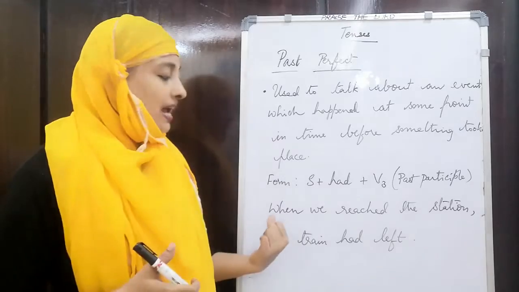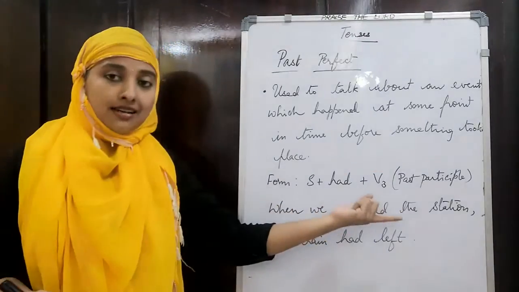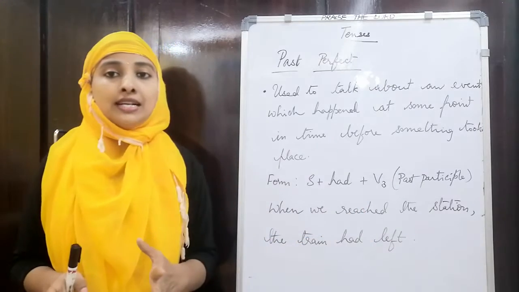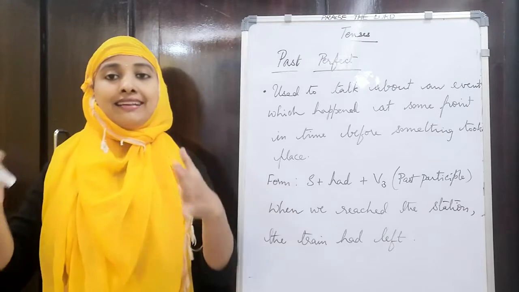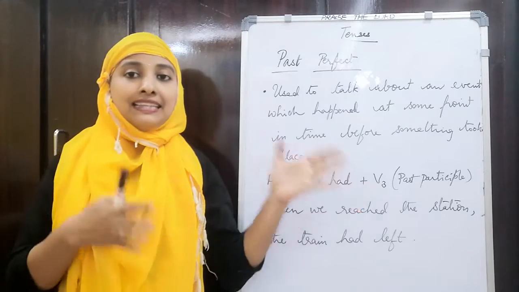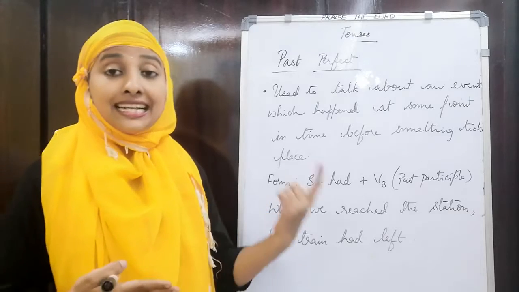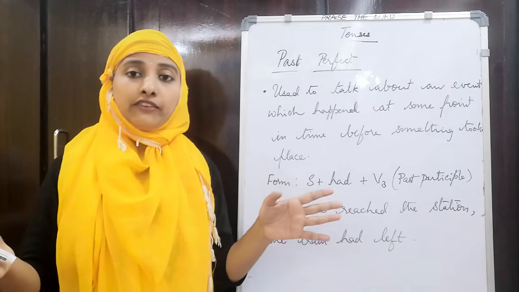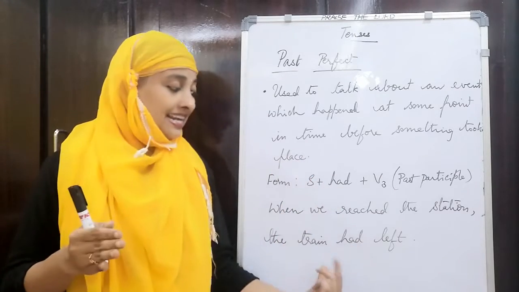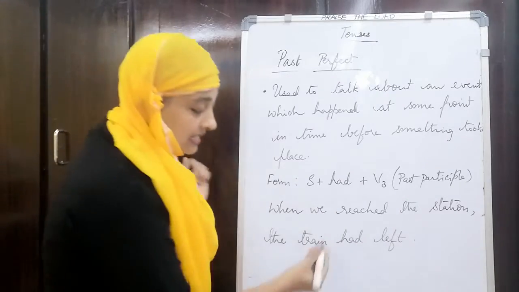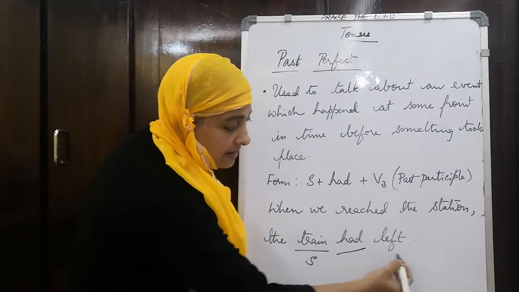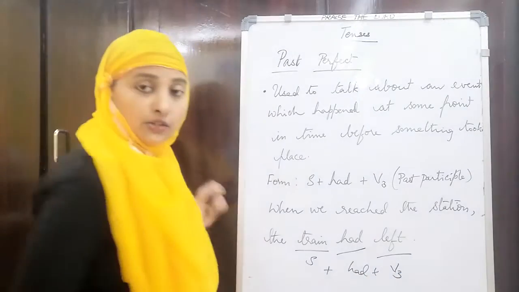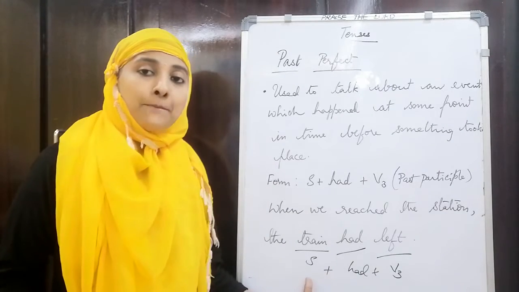So if you look at the example, when we reached the station, the train had left. Which one took place first? The train leaving. The train had left. That activity which happened first is the past perfect tense. What happened first? The train left. The train had already left. When we reached the station, the train had left. So you can see it is subject plus had plus left, which is the V3 form. So the train had left is a past perfect tense.